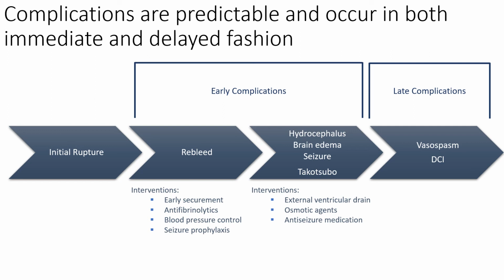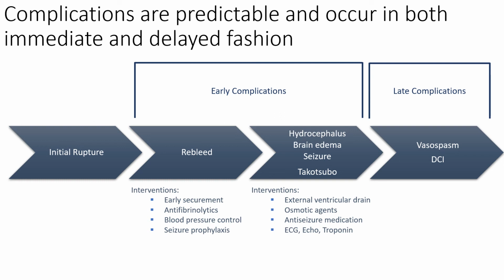Takotsubo's cardiomyopathy is another complication that can happen early on. And while it may not be directly related to neurologic decline, it could cause hemodynamic instability, which is not good for patients with acute brain injury. We want to watch for this by doing EKG, echo, and troponin, and we want to manage it when it occurs.